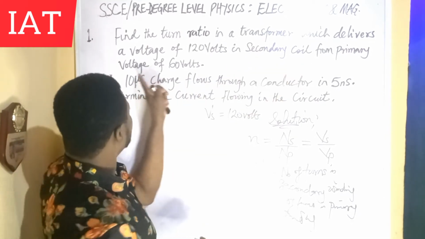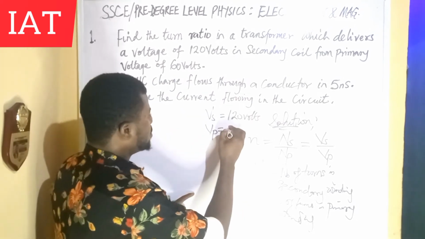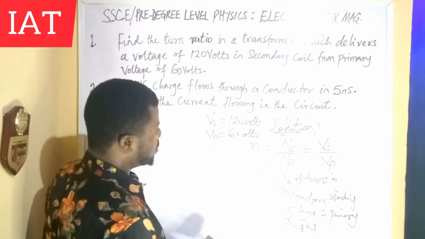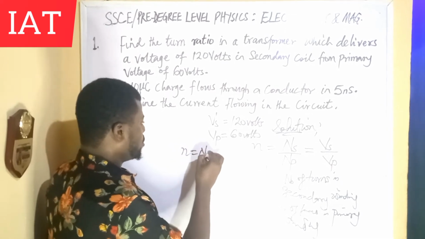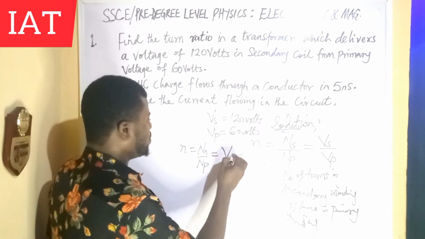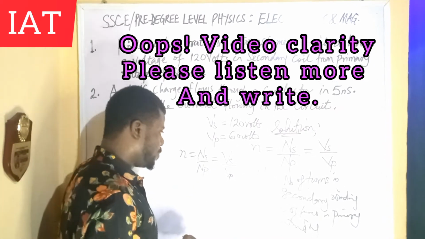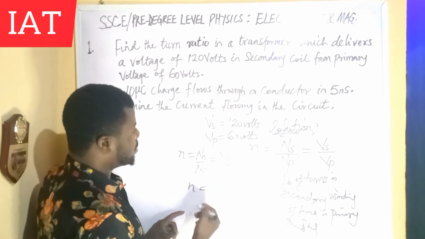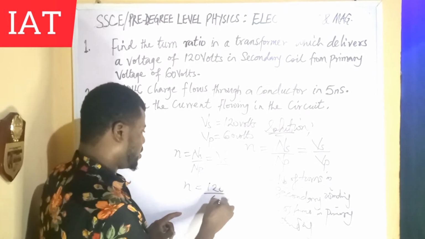Again, we have V subscript P from the primary, that is 60 volts. So it is very simple to substitute it into this expression. At this point we have N, the ratio of the number of turns in the secondary to that of the primary, equal to the voltage in the secondary all over the primary, and this will be equal to V subscript S, 120, divided by V subscript P, 60 volts.